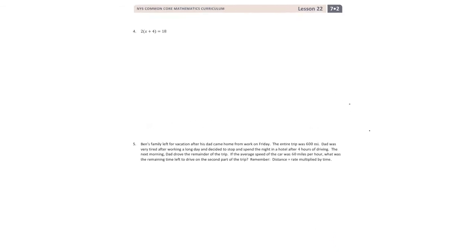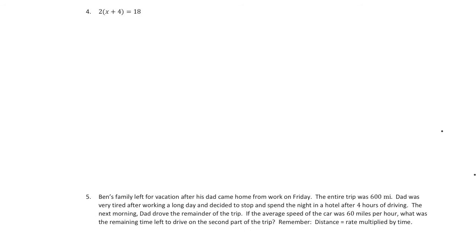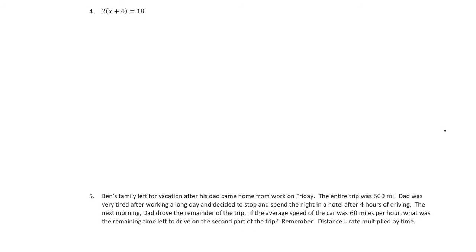So here I have 2 times x plus 4 equals 18. My goal is to get x by itself to know what the value of x is. If 2x plus 4 equals 18, I need to first multiply 2 by its inverse. The inverse of 2 is going to be 1/2, and because 2 here is being used to multiply, it's called a multiplicative inverse.